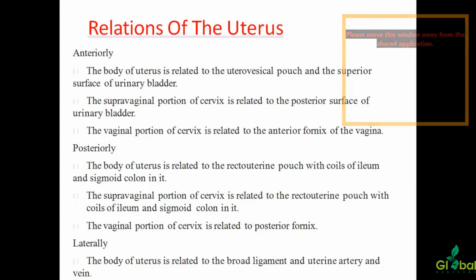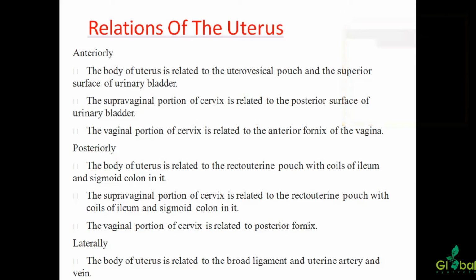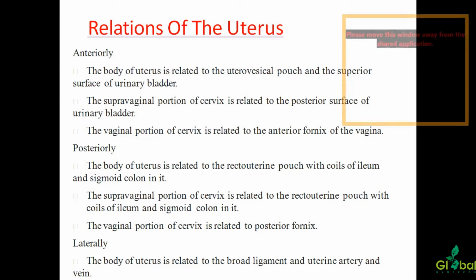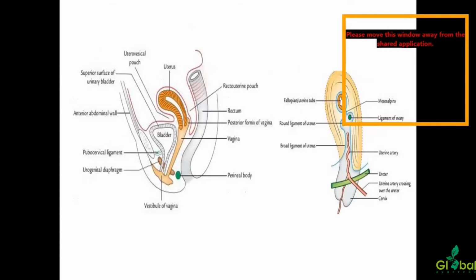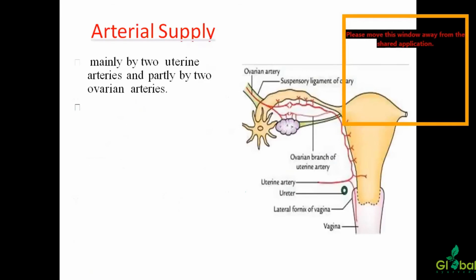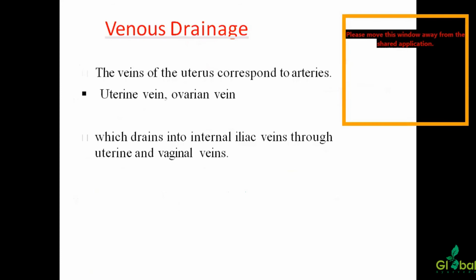Then posteriorly, the body of the uterus is related to the recto-uterine pouch. Then the supravaginal portion is related to the recto-uterine pouch, and the vaginal portion is related to the posterior fornix. Laterally, the body of the uterus is related to the broad ligament, uterine artery, and vein. Okay, then arterial supply is mainly by the uterine arteries and also by the ovarian artery. Venous drainage corresponds to the arteries: uterine vein and ovarian vein, which drain into the internal iliac vein through the uterine and vaginal veins.